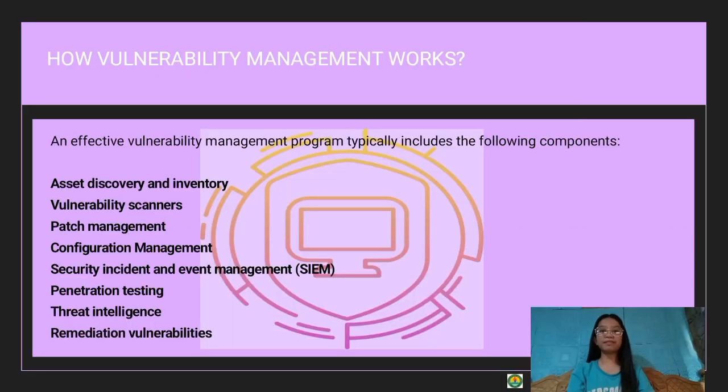How vulnerability management works. An effective vulnerability management program typically includes the following components: asset discovery and inventory, vulnerability scanners, patch management, configuration management, security incident and event management, penetration testing, threat intelligence, remediation of vulnerabilities.